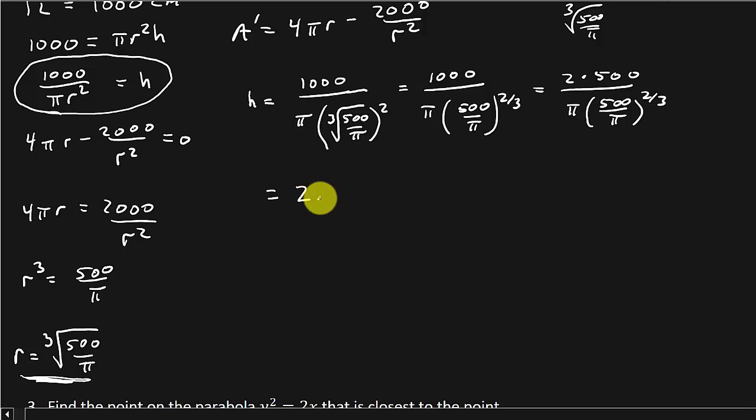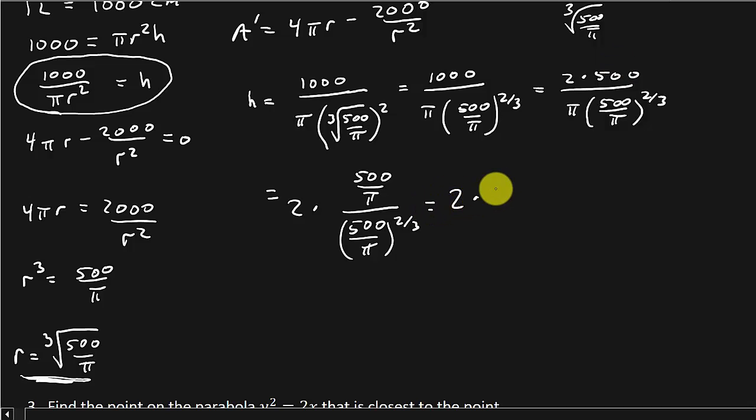Let's write this as 2 times 500 over pi over 500 over pi to the 2/3. All right, so this right here is the same thing as this. I just separated it out. I've got the 2 out here, and then this 500 and this pi, I just wrote up here in the numerator.